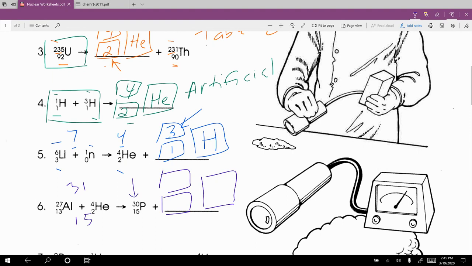So then what number plus this 30 is going to equal 31? 1. Okay, top number done. Now let's do the bottom number. I have a 15 here and a 15 here. Well, what number plus 15 is equal to 15?